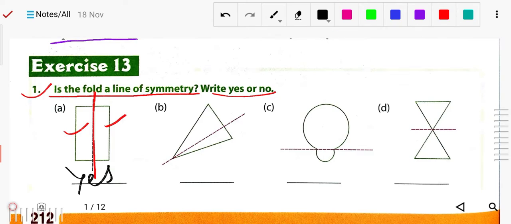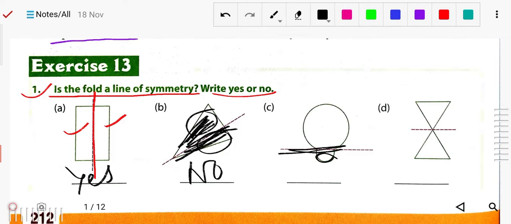Here it is possible. You can see this portion can cover this portion. No, because this is the smaller one and this is a little bigger, so it is not possible. So right here, no. Okay, here it is possible to cover each other. No, again this portion will cover only up to this portion, so it is not possible. So here it is possible. Yes, it is possible because this figure will cover exactly this figure, so it is possible.